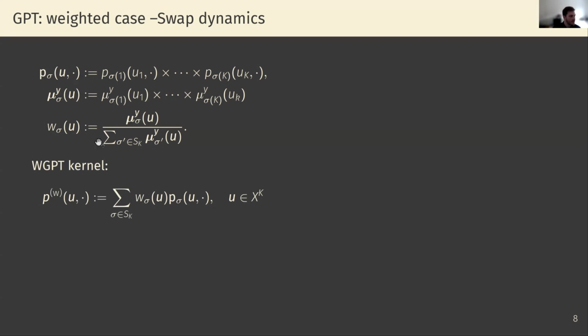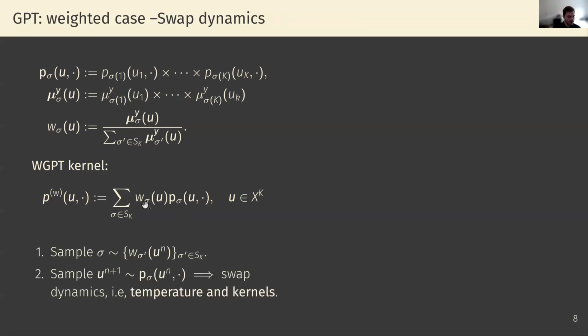And having introduced these three things, we can define our weighted generalized parallel tempering PWU as this convex combination of kernels, which induces a fairly simple algorithm. We sample a permutation sigma with probability given by this W sigma. And once we have sampled that permutation, we sample the next state of the chain U N plus 1 from a Markov transition kernel P sigma, so from this permuted kernel here. And again, this can be understood as a swap of dynamics, meaning that you're swapping the temperatures and the kernels, so like the step sizes of a random walk Metropolis, if that's what you're considering.